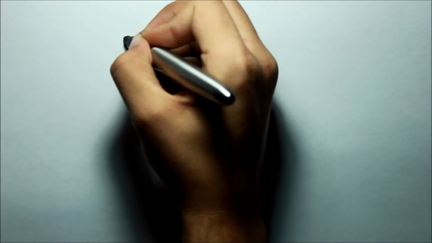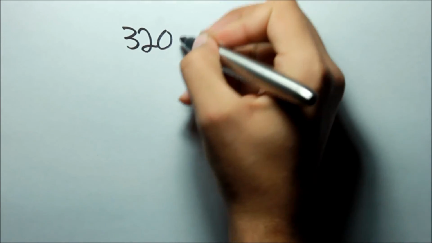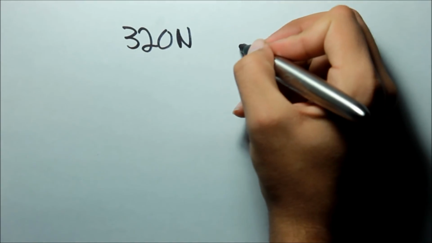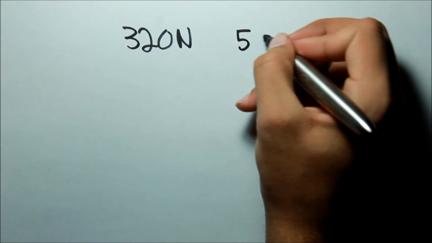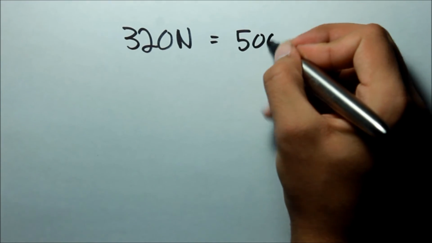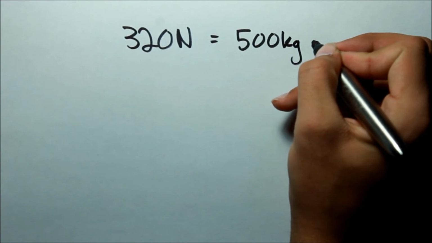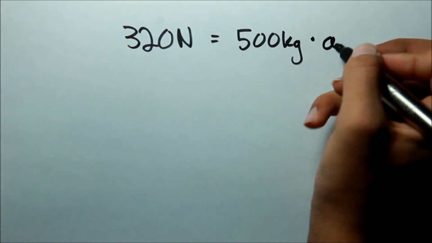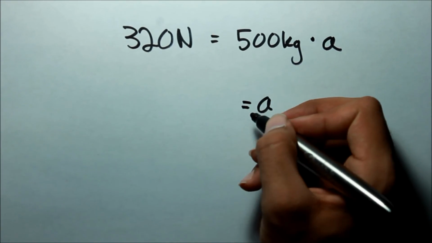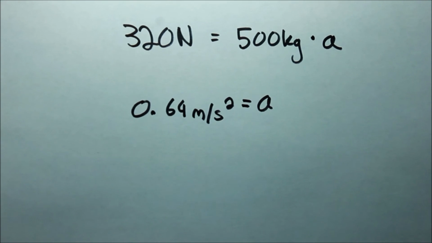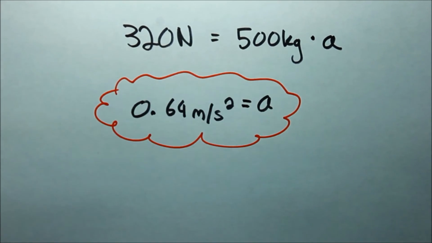Since both the Fa and Ff are given to us, all we need to do is plug them into Fnet equals Fa minus Ff. The answer is 320 newtons. We then plug this answer into Fnet equals ma to find the acceleration. After a bit of math, the acceleration of the truck is 0.64 meters per second squared, and therefore the problem is solved.